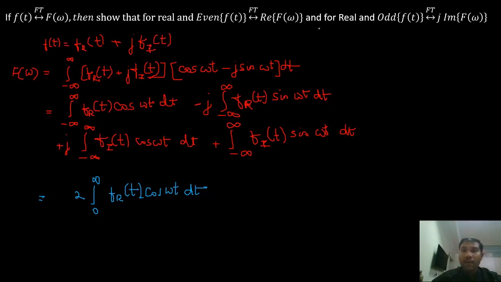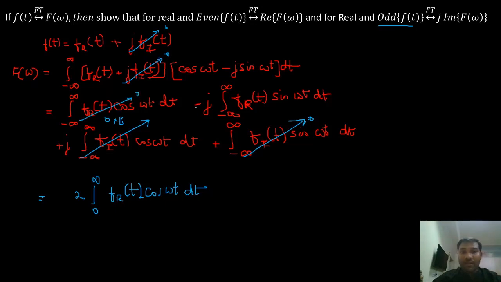Now when f of t is real, again this imaginary part goes to 0. This imaginary part goes to 0. So these two integrals are 0. Then what do we have? We have odd f of t, so odd function into even function. It is an odd function. When you integrate an odd function from minus infinity to infinity, it goes to 0.